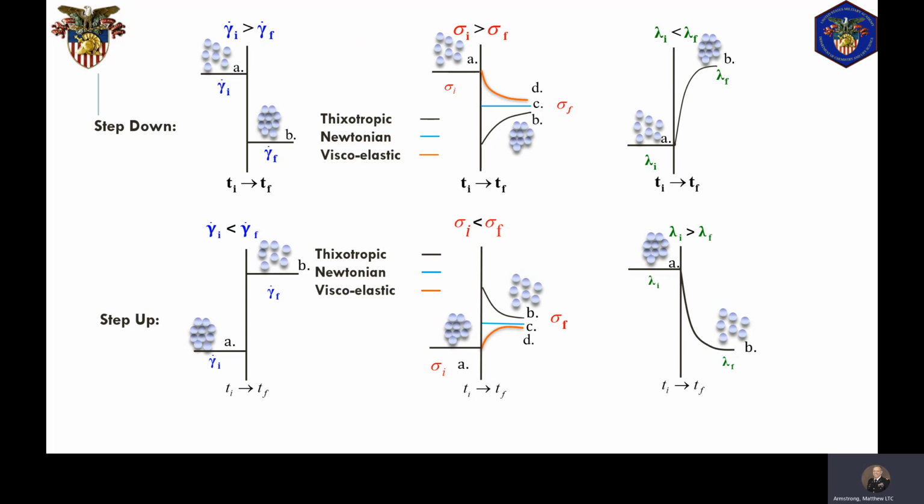On the bottom portion of the slide, this is the opposite, the step-up experiment, where we're at a lower shear rate and we step up. And then we can see immediately what happens to the stress as we step up. We immediately start to break that structure. And so we have a peak in stress, and then the structure begins to dissipate and break apart. And again, in the lower right-hand corner, we see what happens to the structure during this step-up experiment.